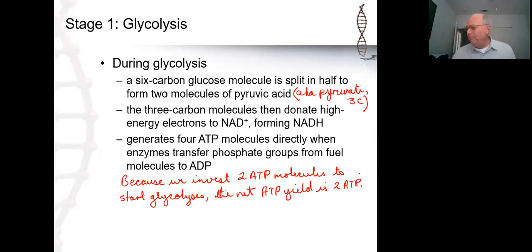And this is really important because if we are going to think in terms of the energy budget or the ATP output of cell respiration, we need to take this into account. Yes, we get 4 ATP molecules out of glycolysis, but we invested 2 ATP molecules to kickstart glycolysis. So the reality is the overall yield of ATP is only two molecules, the net yield. So we have to take that into account.